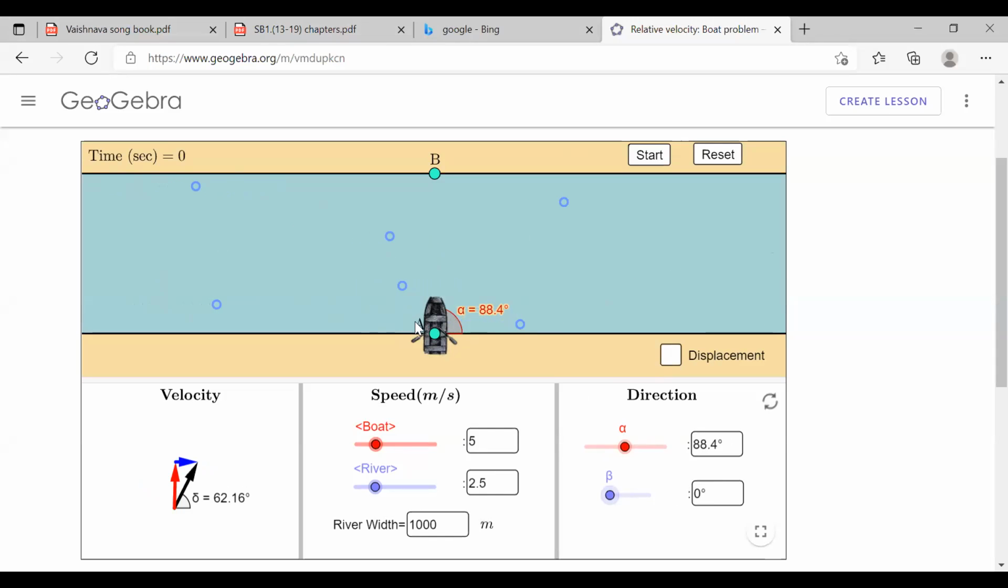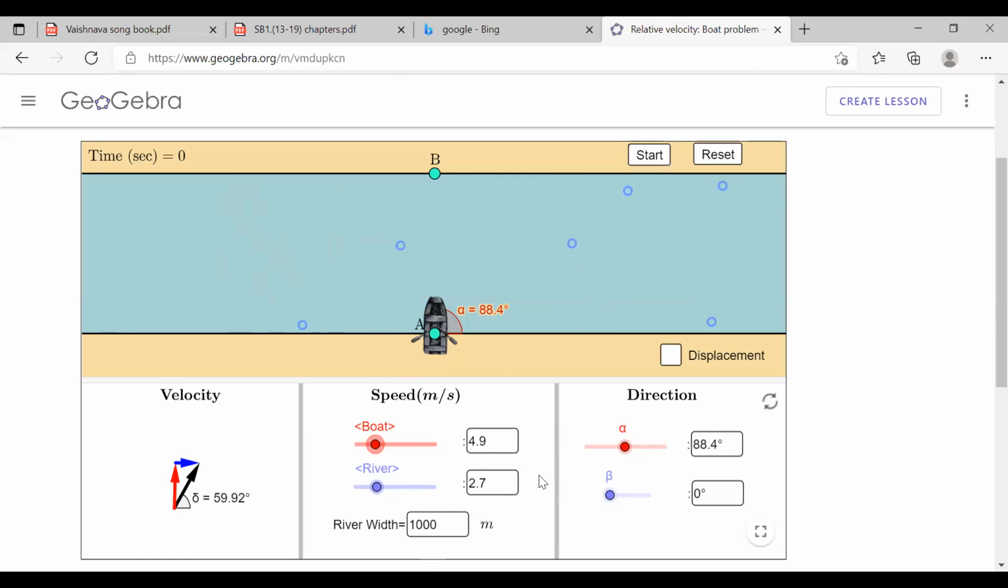Now let us say the river velocity is 2.5 meters per second. If you want, you can increase the speed also. Let us keep it at 2.5 meters per second. And this is the boat velocity, which you can also increase. Here is the vector diagram. Keep it 5 here. And the river width is given as 1000 meters. If you want, you can change it also.